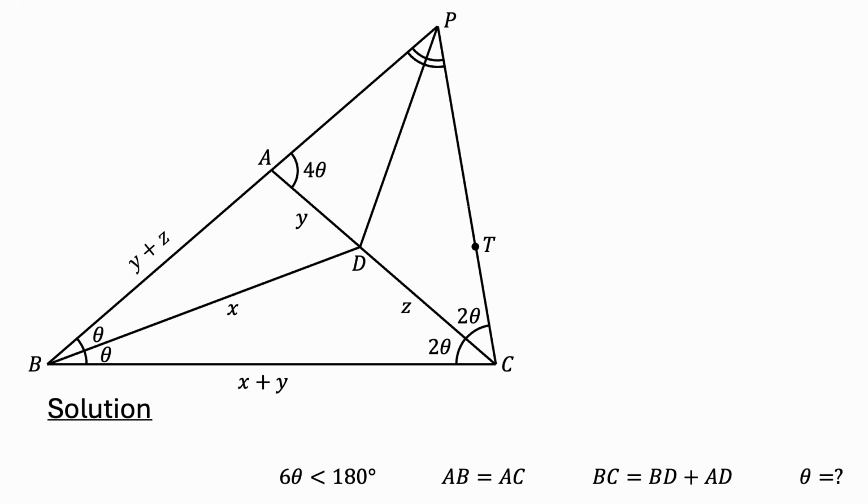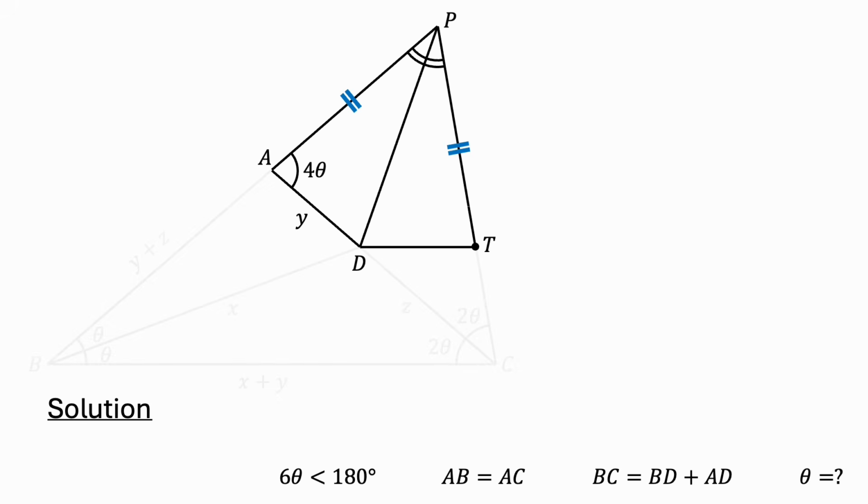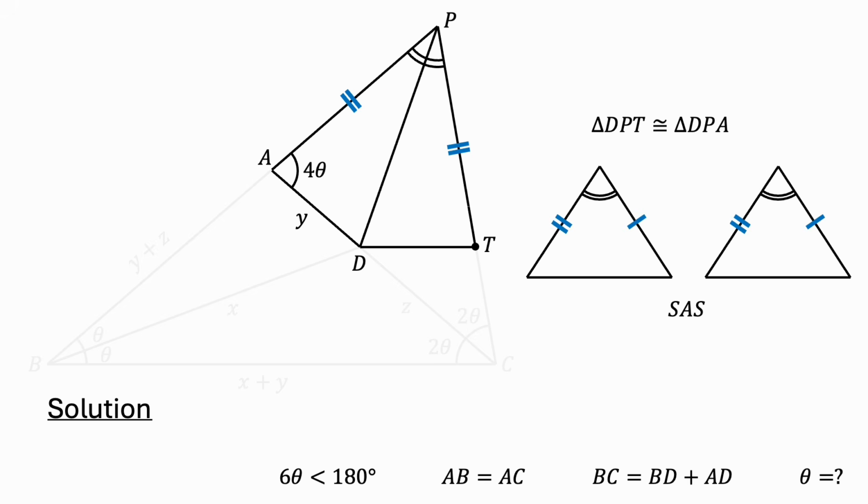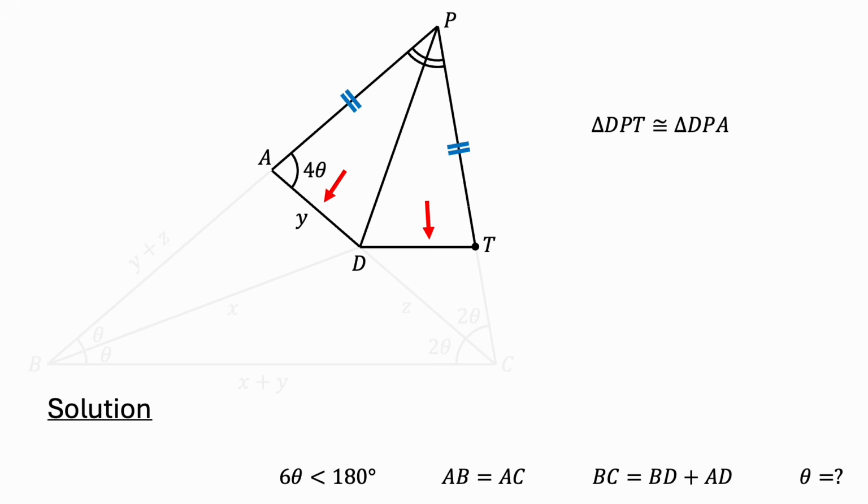Next, let T be a point on CP such that PA equals PT. Join D to T and then consider triangle DPT and triangle DPA. We claim that triangle DPT is congruent to triangle DPA. Since PT equals PA, angle DPT equals angle DPA, and DP is common to both triangles, the two triangles are congruent by SAS. Since DT and DA are corresponding sides in congruent triangles, we have DT equals DA equals Y.